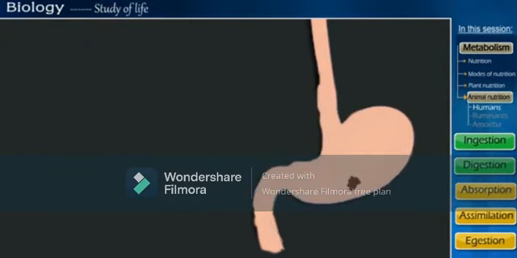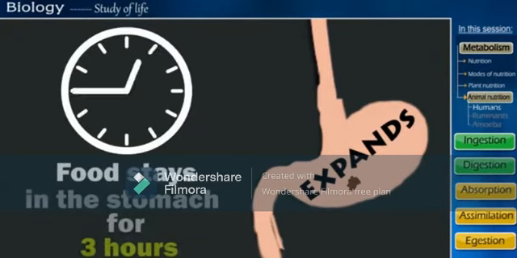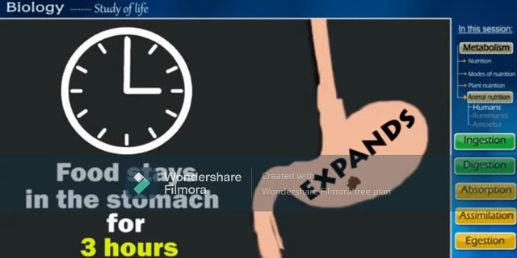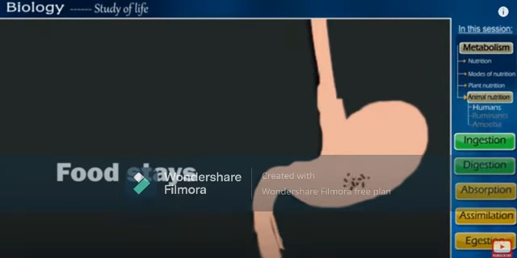Here the stomach contracts and expands, and food stays in the stomach for about 3 hours. It has two different parts. The first part is called the cardiac sphincter, and it is near the heart. That is why it is called the cardiac sphincter, while the other portion is called the pyloric sphincter, and it joins the stomach with the small intestine.